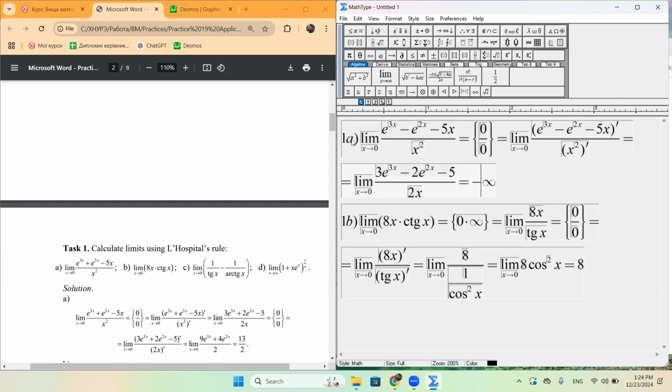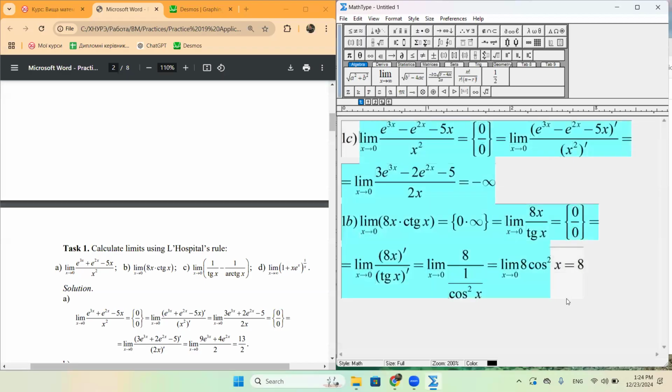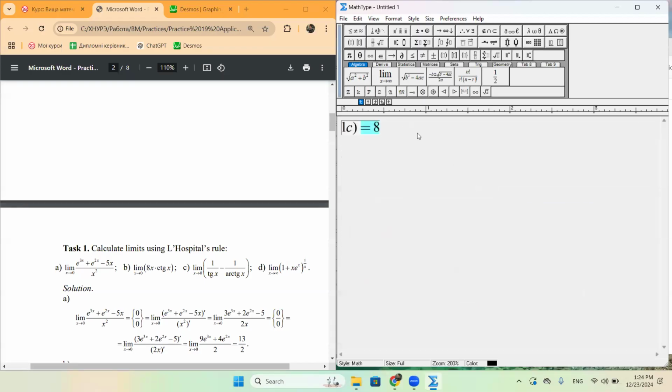Okay, and now let's solve example C, if you don't have any questions. It will be harder, and you will see that basically L'Hôpital's rule is not as convenient as it could be, because we will have to apply it a lot of times.